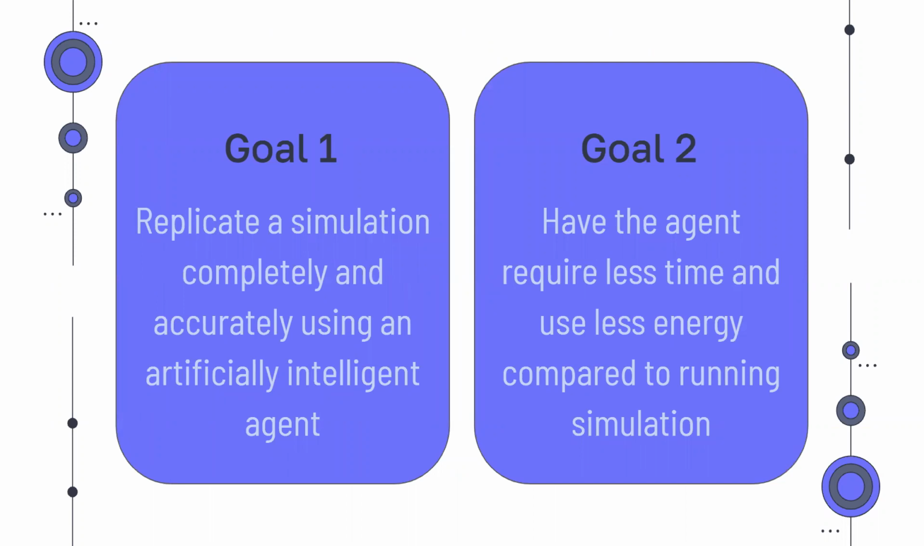So our first goal was to replicate a simulation completely and accurately using an artificial intelligence agent. And our second goal was to have that agent use less time to predict a more accurate result compared to just running the simulation multiple times.